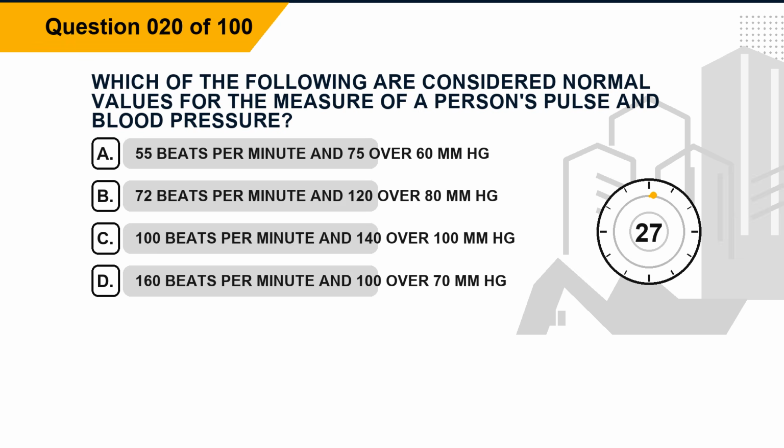Question 20. Which of the following are considered normal values for the measure of a person's pulse and blood pressure? Option A, 55 beats per minute and 75 over 60 mm Hg. Option B, 72 beats per minute and 120 over 80 mm Hg. Option C, 100 beats per minute and 140 over 100 mm Hg. Option D, 160 beats per minute and 100 over 70 mm Hg.